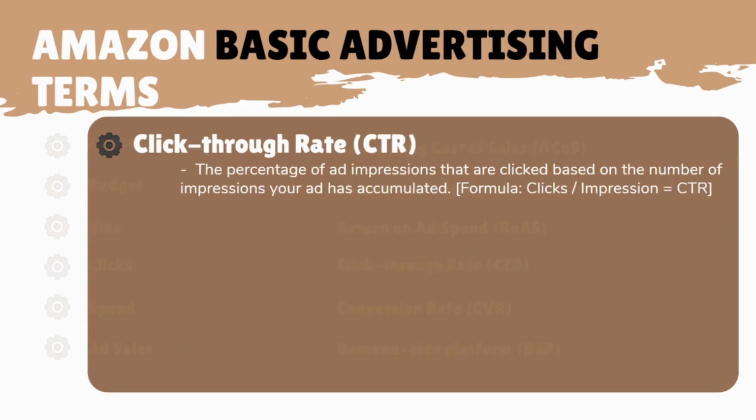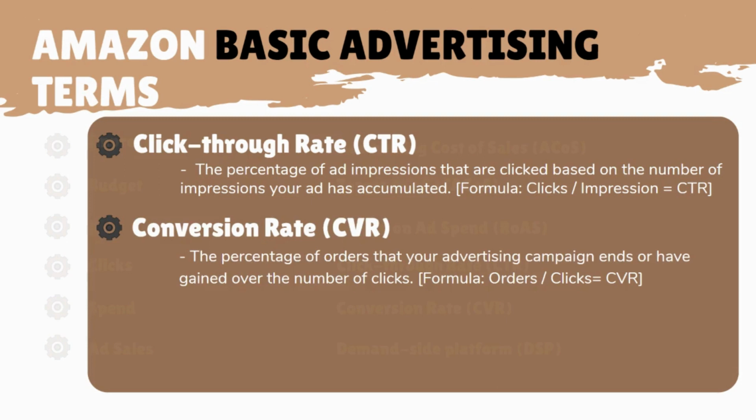Next is click-through rate, or the CTR. It is the percentage of ad impressions that are clicked, based on the number of impressions your ad has accumulated. The formula is clicks over impressions. That will be the CTR. Next is the conversion rate, or the CVR. It is the percentage of orders that your advertising campaign has gained over the number of clicks. The formula is orders over clicks. That will be the CVR.